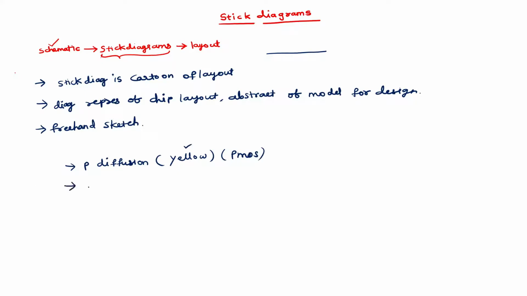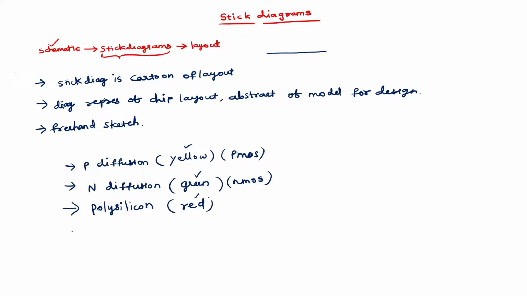And next, N diffusion. N diffusion is nothing but NMOS, and for this, green color is used. And next, polysilicon, which is used for gates. Polysilicon will be red. And metal, which helps us connect to supply or ground, will have the blue color.